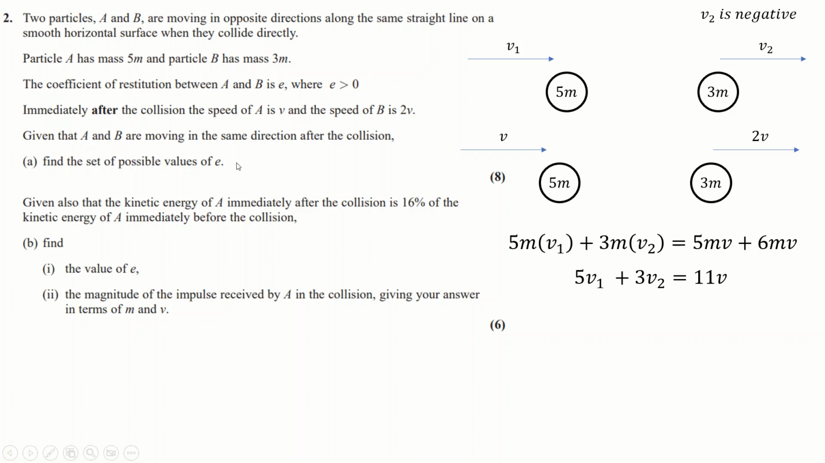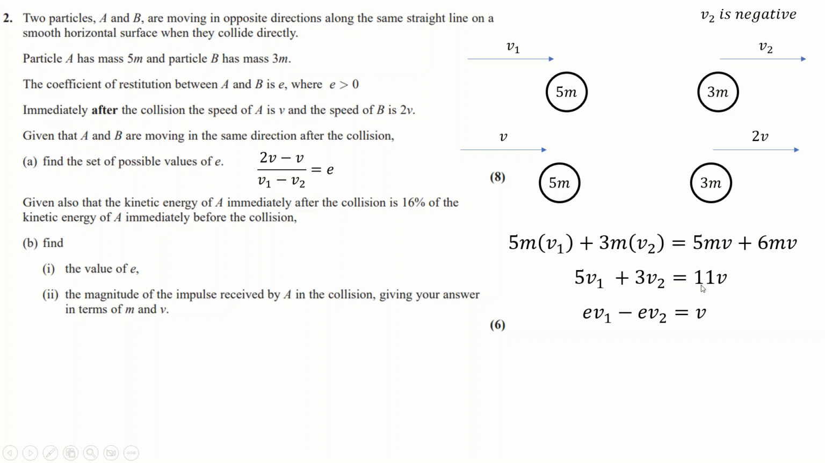And then we have e is the speed of separation divided by speed of approach. Speed of separation is 2v minus v, and speed of approach is v1 minus v2. It's always the other way around, isn't it? It's this minus this for the separation, and then the approach is the other way around, so v1 minus v2. This makes v, obviously, as the separation, so v is equal to this times this, which I'm just going to write down there. And we can solve this for v1 and v2, just in terms of the other things.